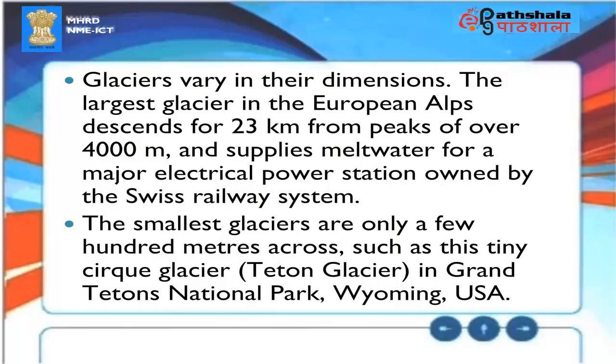Glaciers vary in their dimensions. The largest glacier in the European Alps descends for 23 kilometers from peaks of over 4,000 meters and supplies meltwater for a major electrical power station owned by the Swiss railway system. The smallest glaciers are only a few hundred meters across, such as this tiny Cirque Glacier, Teton Glacier in Grand Tetons National Park, Wyoming, USA.